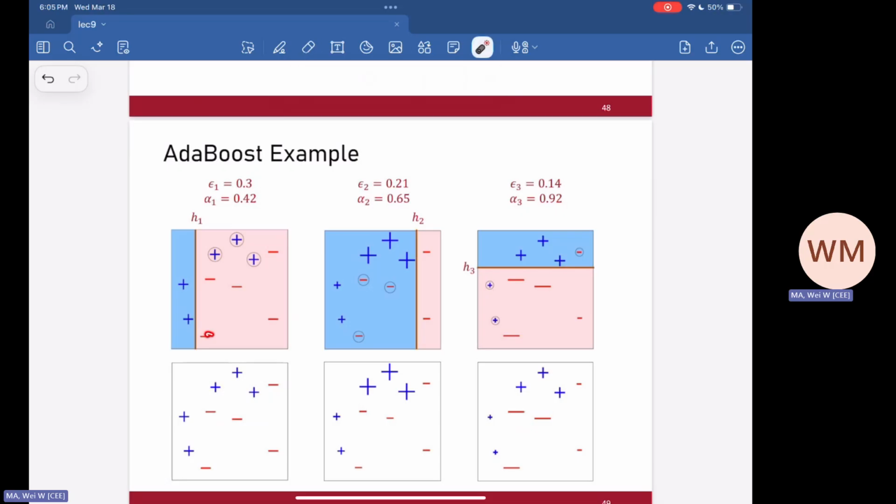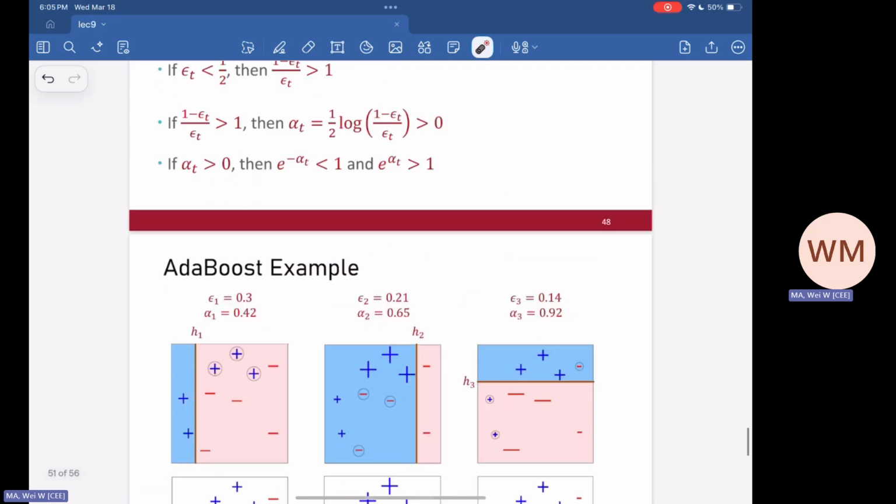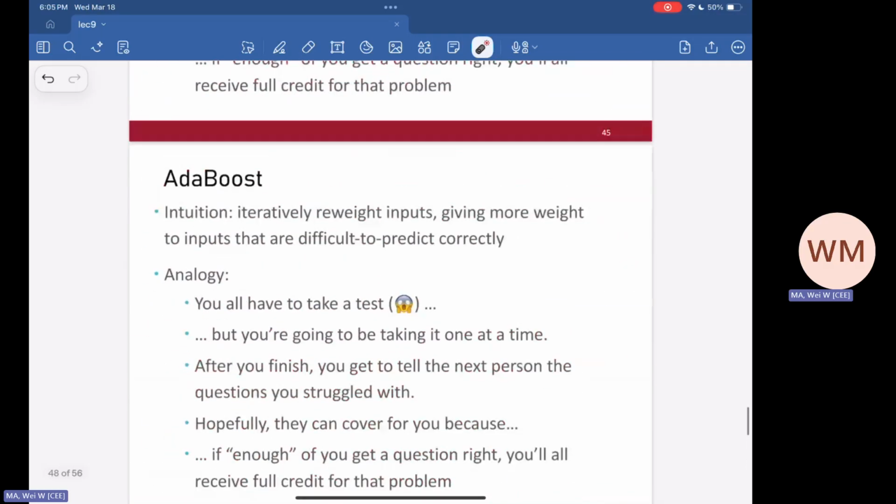By doing this, you can see that each of the learners actually has some strengths. For example, this learner is particularly good at this data, and this learner is particularly good at that data. Each learner has some specialty. Then you aggregate the information and finally get the results. This algorithm is called AdaBoost. Have you heard about this?